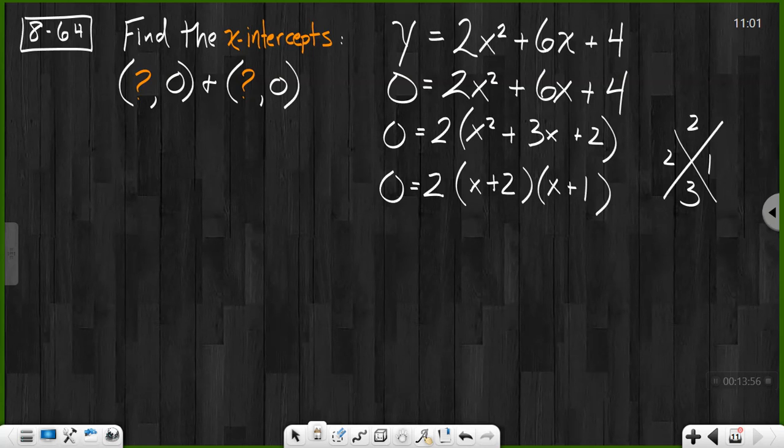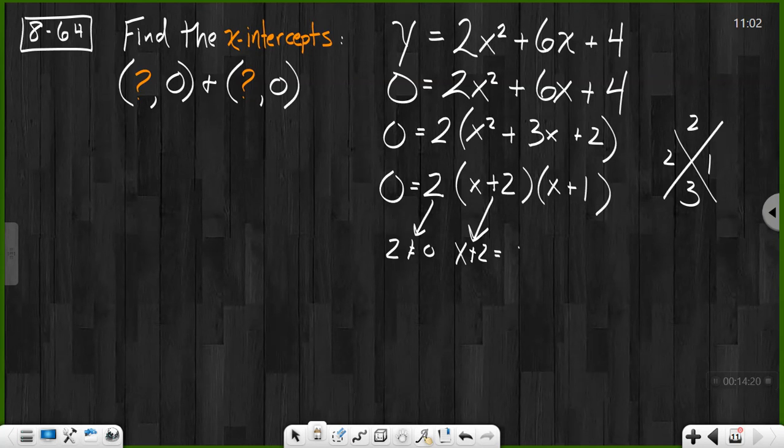Now, once I'm here and I apply my zero product property, I've got 3 things I'm multiplying together: 2, x plus 2, and x plus 1. But again, I'm going to do the same thing. Can 2 ever equal 0? No, it can't. There's no variable there. So that cannot equal 0, so I'm not even going to look at that. But I do look where I have my variables.